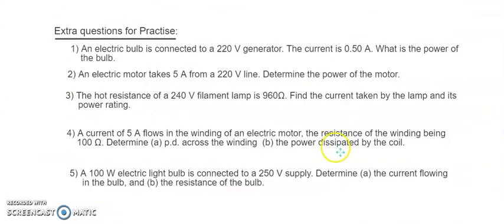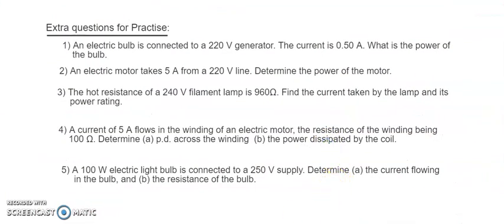I've taken some extra questions for your practice. Okay. So you can see in the fourth condition, you have to find two things. First is the potential difference. Why? Because P.D. means potential difference and power. Correct? In the same way, in the fifth question, again you have to find the current and resistance. There are two parts, whereas 1, 2 and 3 are simple questions. Hope this is clear. Thank you.